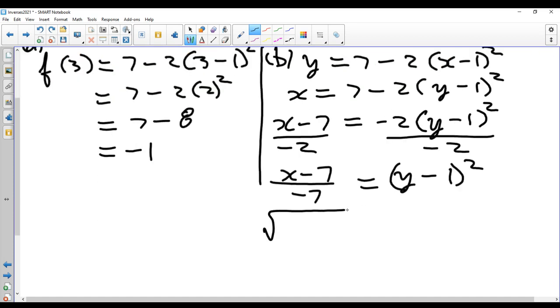So the square root of x minus 7 over minus 2 is equal to just simply y minus 1. What's wrong? It's negative 2. Yeah, that's supposed to be negative 2. Sorry, x minus 7 over minus 2. It's not 7, it's 2. Thank you. I don't know how a 7 replaces a 2. Yes, sir. Good point.